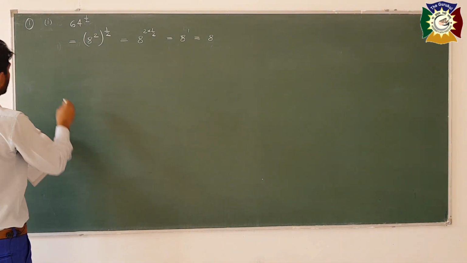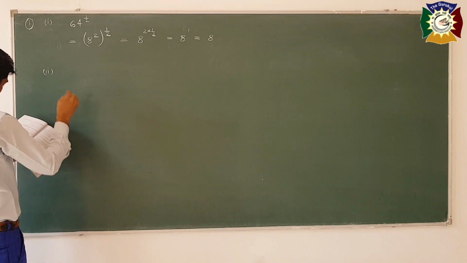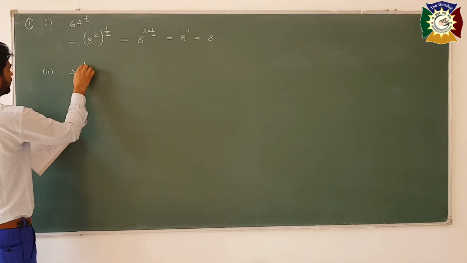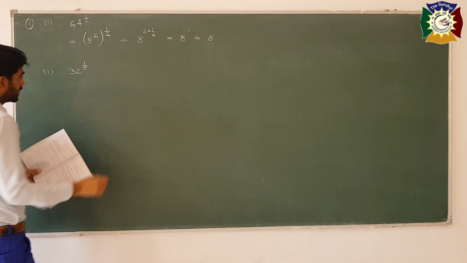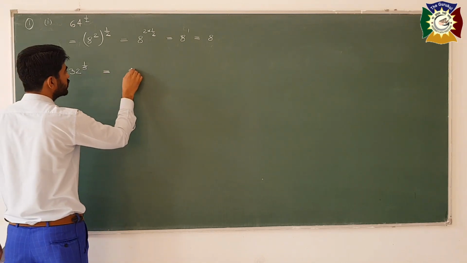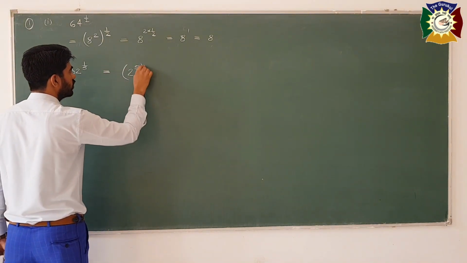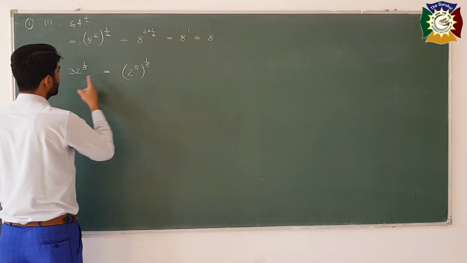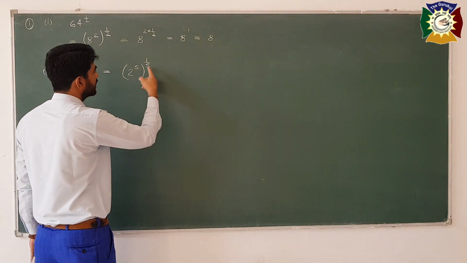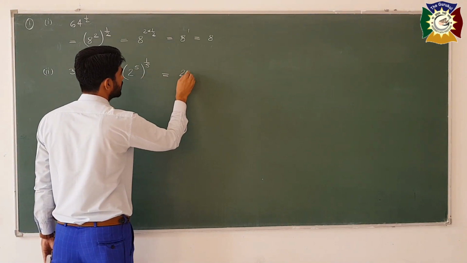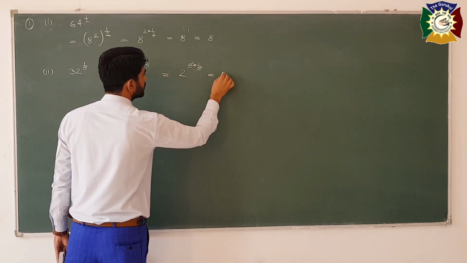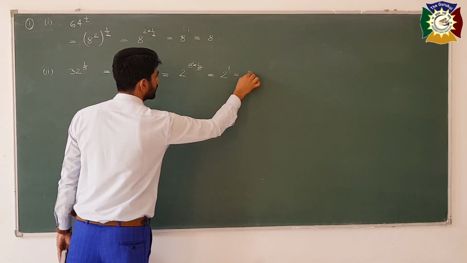Second, we have 32 to the power 1 by 5. Again, 32 can be written as 2 to the power 5, whole to the power 1 upon 5, because we can write 32 as 2 to the power 5. Now power to the power is there, so powers will get multiplied. Again 2 to the power 5 into 1 upon 5, the 5 will get cancelled. So it is equal to 2 to the power 1, which is equal to 2.